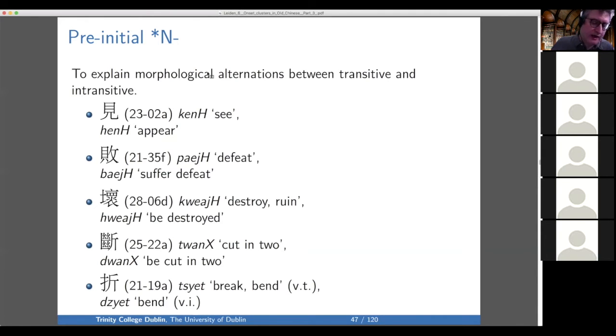Yeah. So we look at the first one. So we have the reading ken, meaning see, and the reading ren, which, remember, probably or almost certainly goes back to a G. So let's just say gen, meaning appear. So we have ken gen, see appear. We have bei, defeat, suffer defeat. We have gui, destroy, be destroyed. We have tuan, cut in two, and duan, be cut in two, and chet, bend, break, and jet, bend. So, and that's transitive and intransitive bend, right? Bend something and for something to bend.